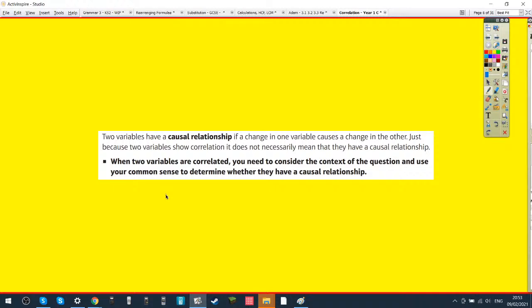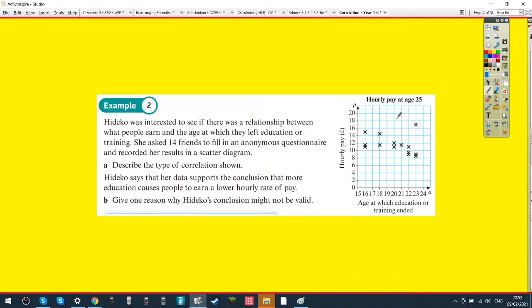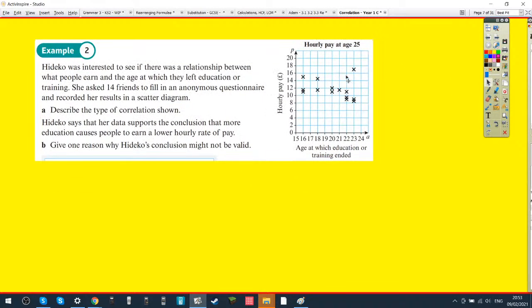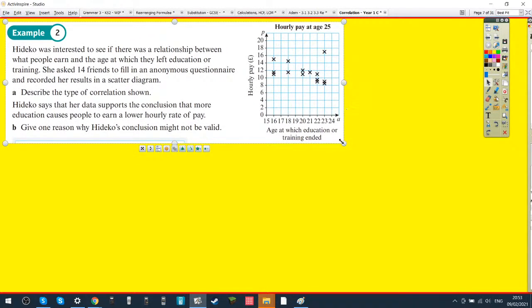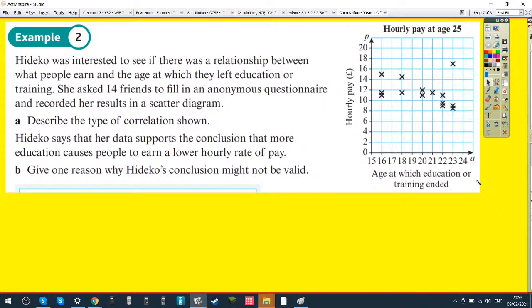Two variables have a causal relationship if a change in one variable causes a change in the other. But with correlation, they're not necessarily one causing the other. There might be some kind of connection, but it could be the other way around. One could be causing the other.